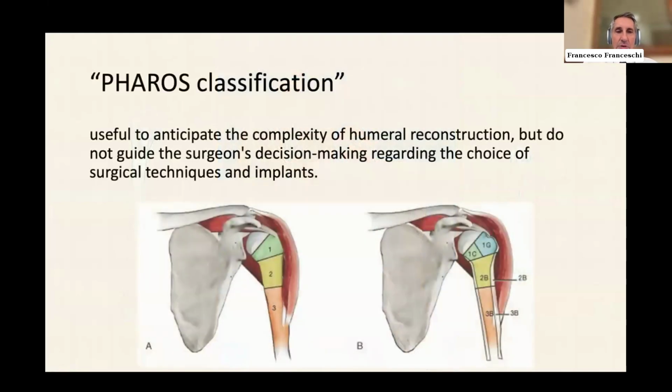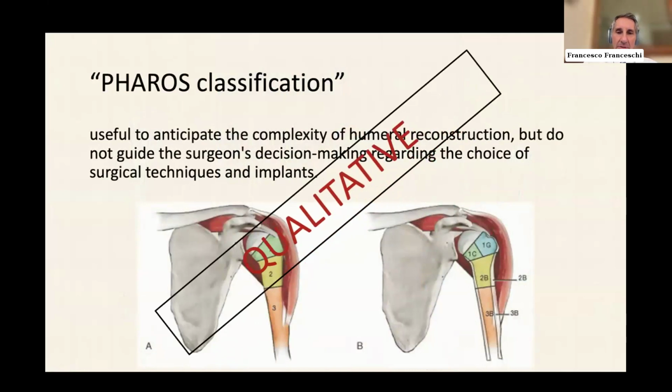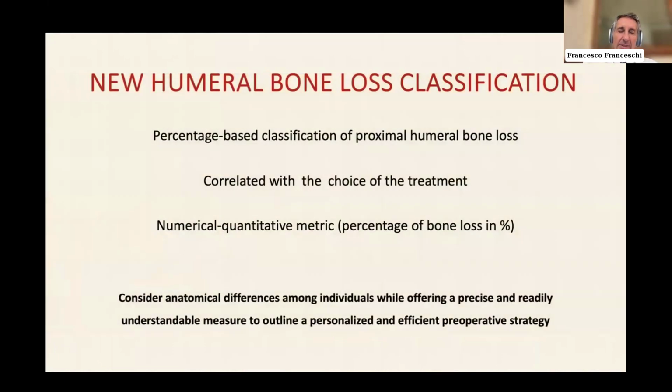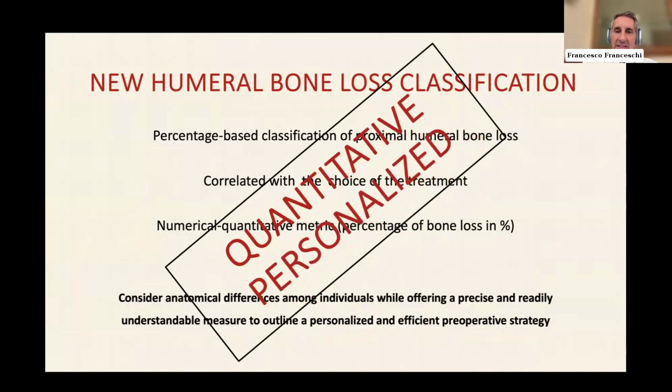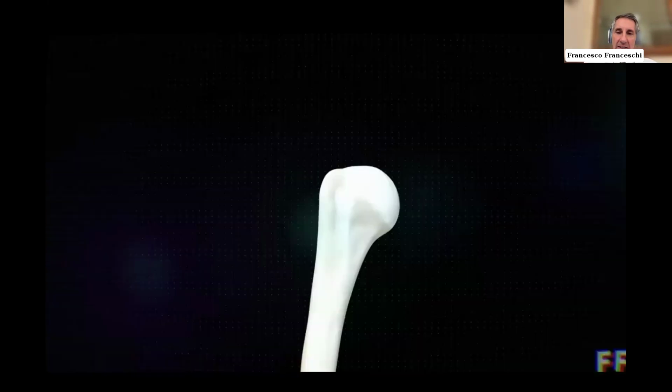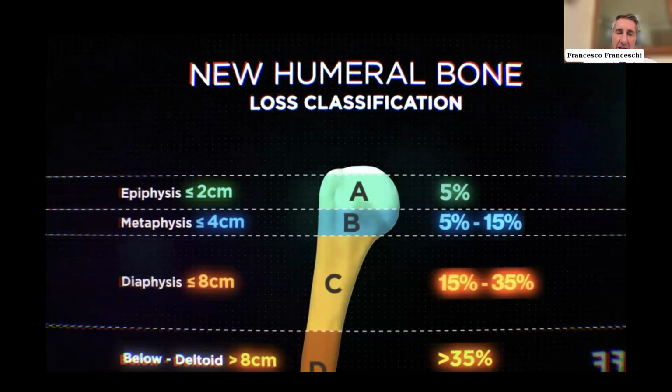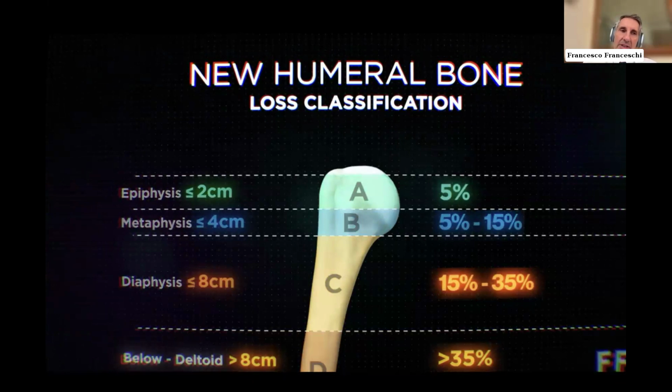The Ferrous classification is useful to anticipate the complexity of humeral reconstruction, but does not guide the surgeon's decision-making regarding the choice of surgical techniques and implants. So we developed a new humeral bone loss classification, as you can see here, a percentage-based classification of proximal humeral bone loss, useful in any kind of individual. It's almost the same as Pascal's classification, because that classification was really very useful and guided the treatment, but it is in percentage, as you can see here.